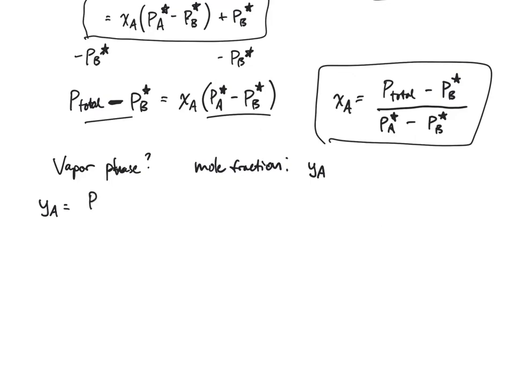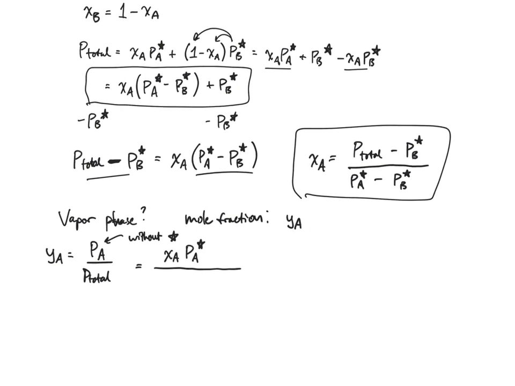But the mole fraction in the vapor phase is going to be equal to the partial pressure of A over the total pressure. And notice that this one is without the star, and that implies that we're talking about the vapor pressure in the mixture here. We're not talking about the pure vapor pressure. All right, we're going to use Raoult's law here for the numerator, XA PA star, and then we're going to use the expression for P total that we have right up there.